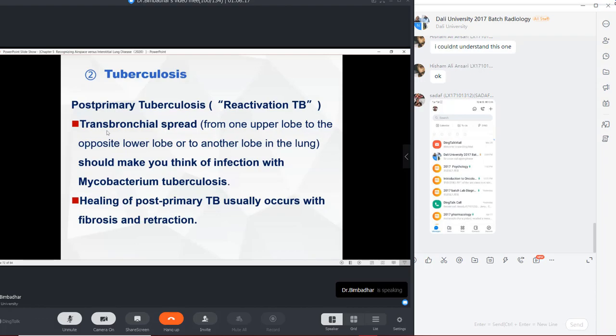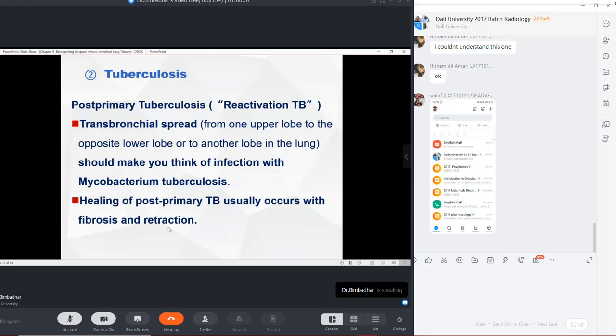It can also spread down to the large bones, which is called osteopathic tuberculosis, right? There are so many extrapulmonary manifestations. How does it start? It starts with transbronchial spread. So now, if any kind of a lesion that you found before in the previous x-ray, now there are a lot of patchy opacities present in the second lobes in the same patient. Now first you have to think about Mycobacterium tuberculosis. And healing of post-primary tuberculosis generally occurs with fibrosis and retraction.